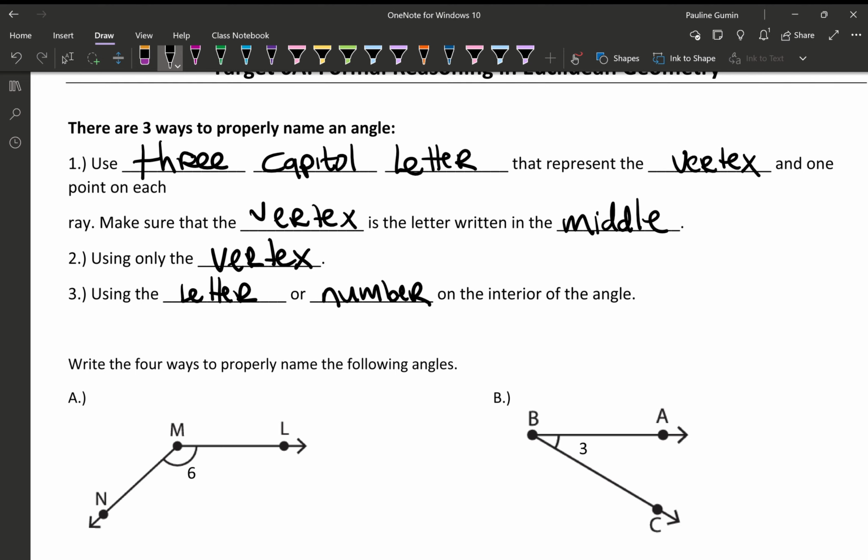Alright, so I know there's only three proper ways, but we can actually name our angles in four ways, because the first way can go in two directions.